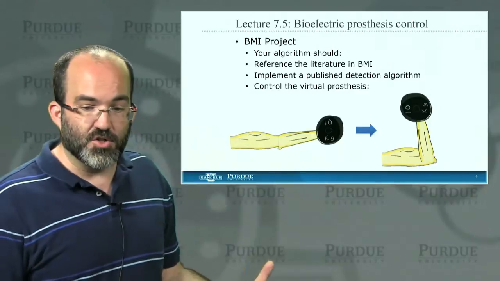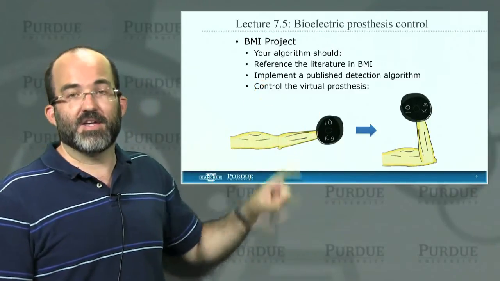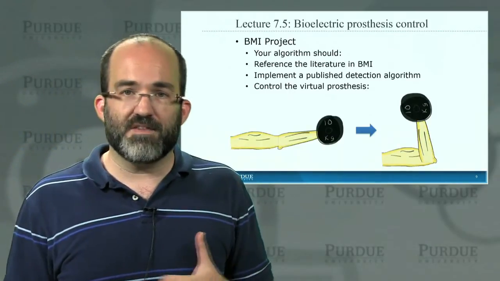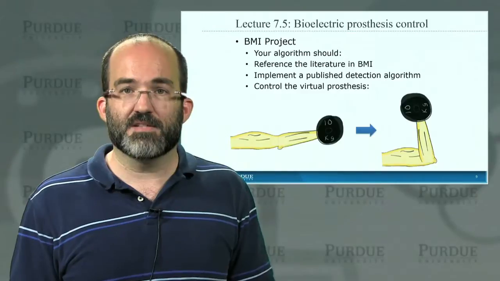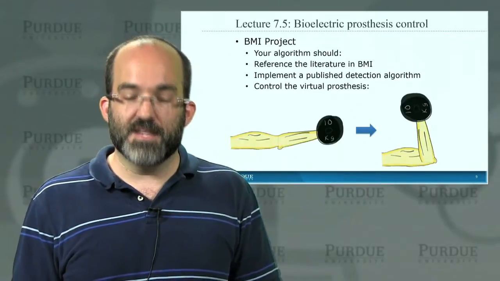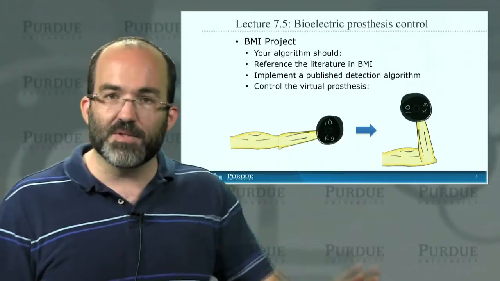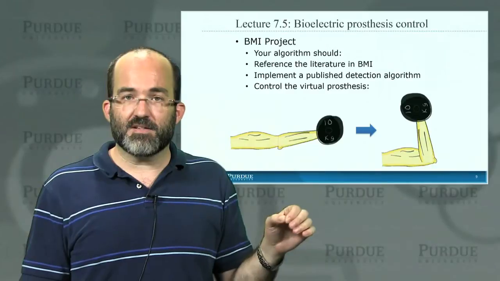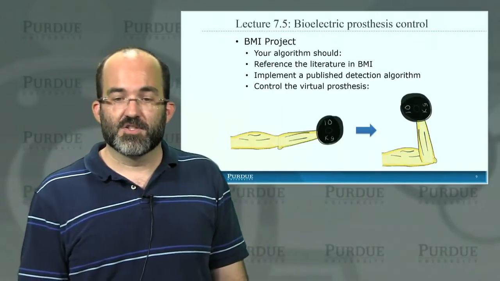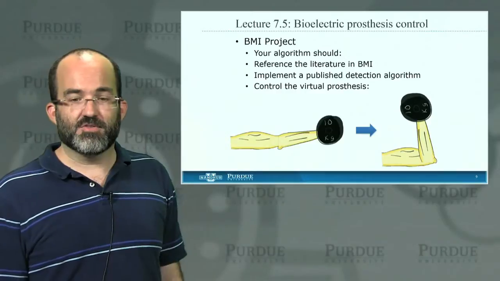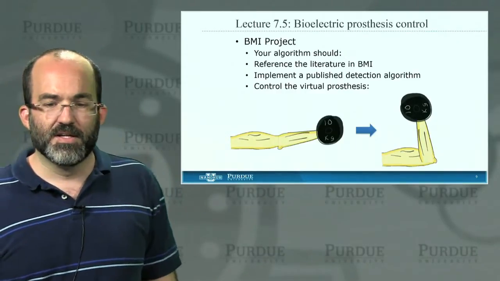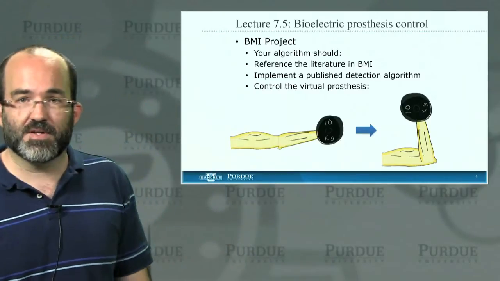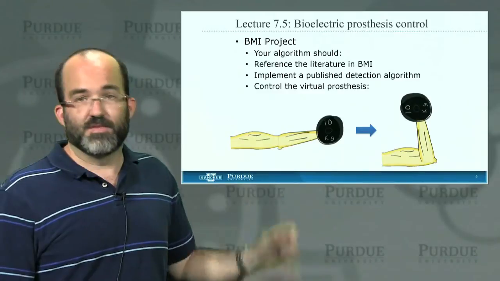So your algorithm should reference the literature in BMI. I don't want you to just go out and write whatever algorithm, some threshold detector. I want you to actually go out and find a paper that talks about brain-machine interfaces and some way of doing signal detection, and then implement some version of it. It can be as simple as you want it to be. I just want to know that you found a paper on brain-machine interfaces, that you read it, and that you implemented some version of it. So reference that paper that you cited, the paper that you read, implement that published detection algorithm, or make one that's better that references that one as a starting point, and then use it to control the virtual prosthesis you see here.